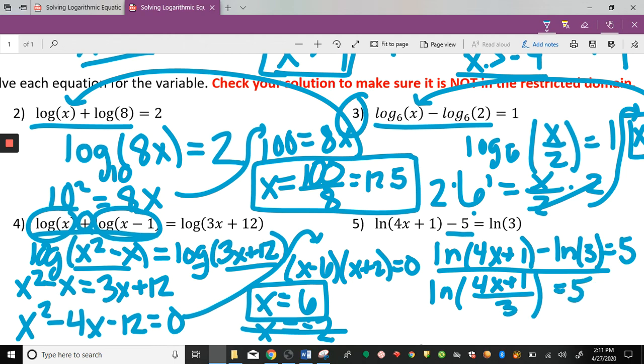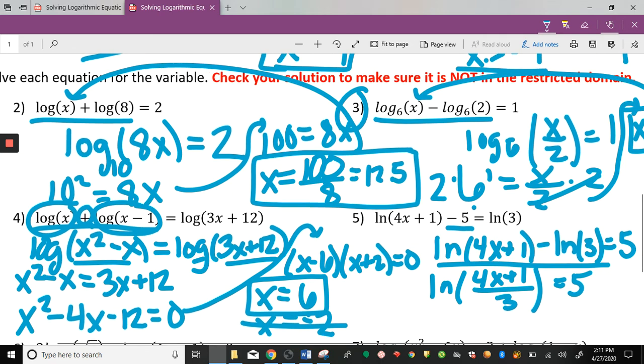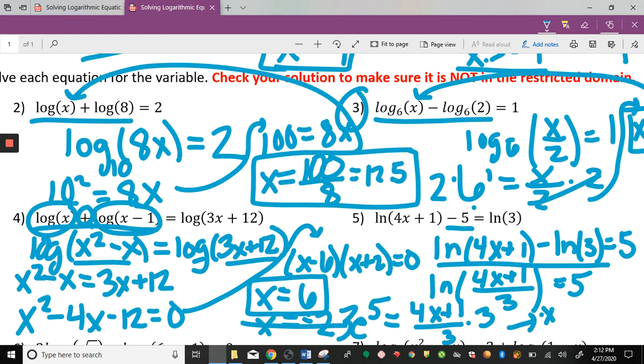Change this into exponential form. Now always remember natural log means I have e involved here, right? So I'd have e to the 5th equals 4x plus 1 over 3. Now you need to solve for x, so I'd multiply both sides by 3, subtract 1 and divide by 4. That's going to give me x equals 3e to the 5th minus 1, all over 4.